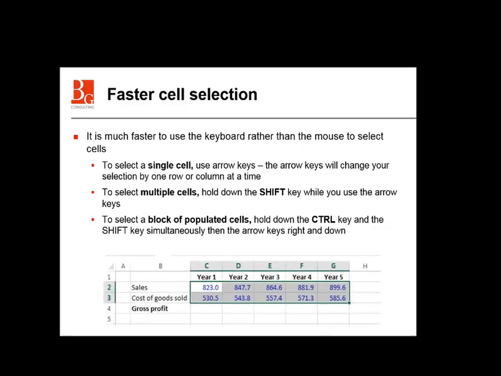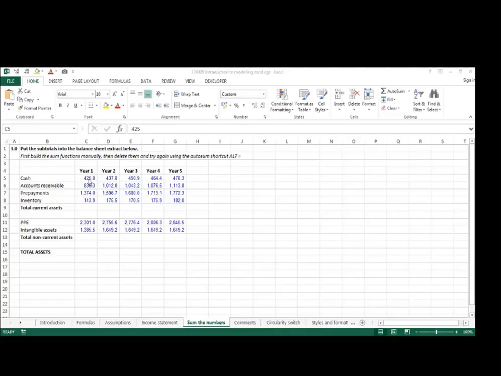I'll demonstrate with an example. So, to move your selection one column at a time, right arrow, left arrow, one row at a time, down arrow, up arrow. To select multiple cells, hold down Shift and then right arrow, down arrow, up or left. To select a block of populated cells, hold down both Control and Shift together and then right arrow once, down arrow once.